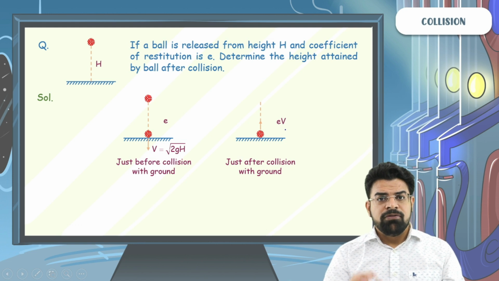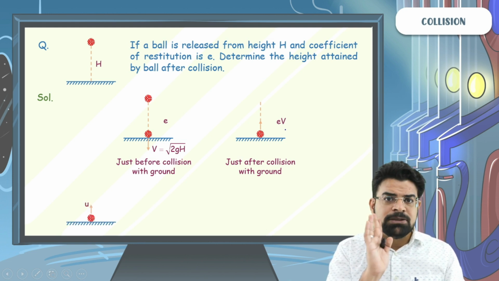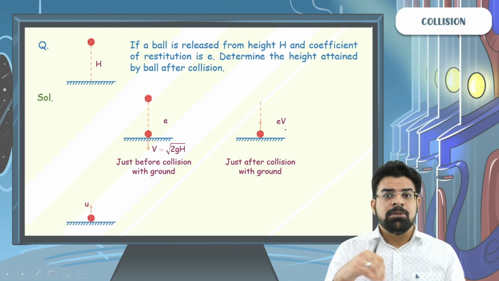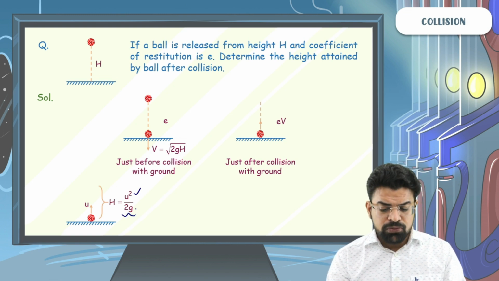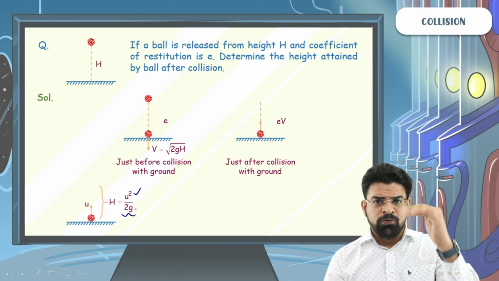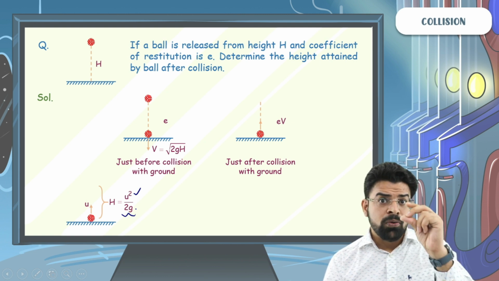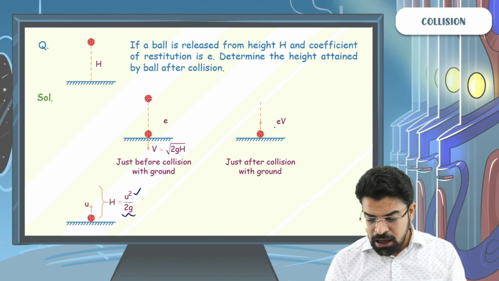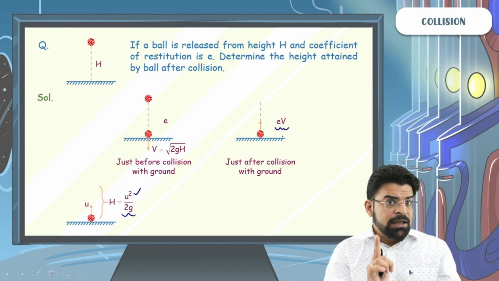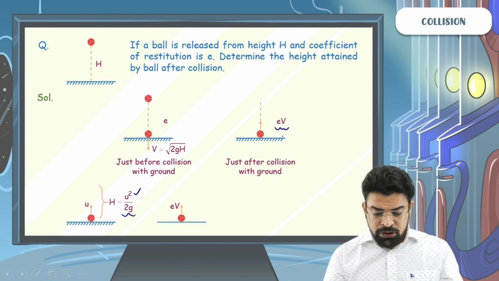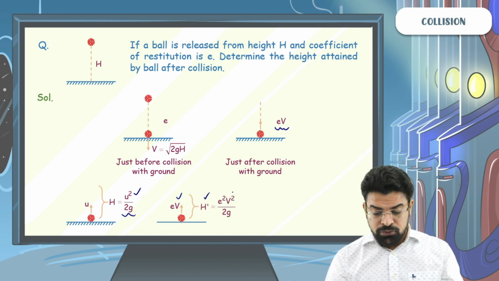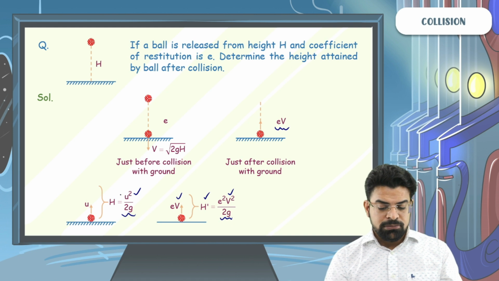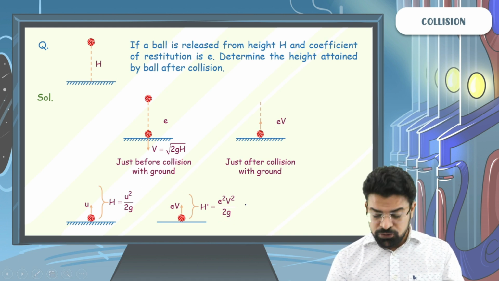Now we know that when we project a ball upward with a speed u, the ball attains a height equal to u square by 2g. So when projected up with a speed u, the ball goes up to a height u square by 2g. Here, after collision with ground, the ball has an upward velocity ev. So the ball will go up to a height, say h dash, which will be equal to e square v square by 2g. In place of u, substitute ev. So you get e square v square by 2g.